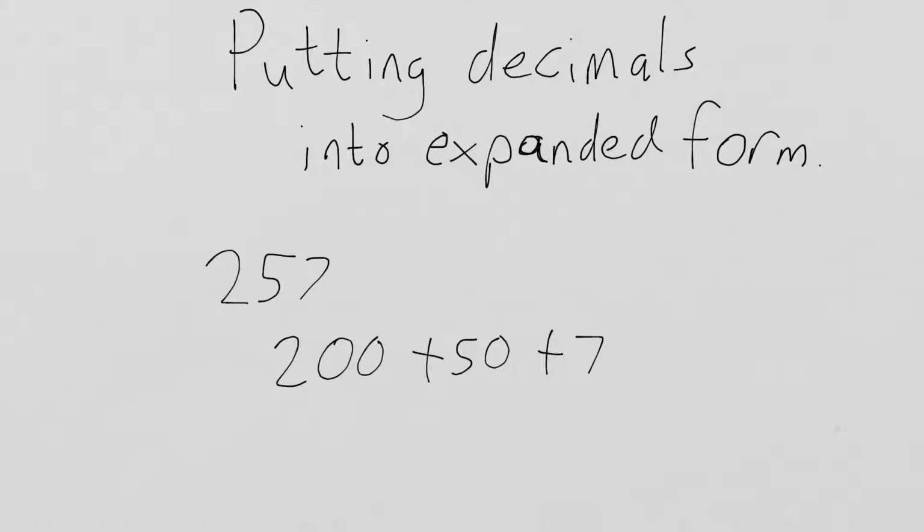We use each digit's value based on its place value, so the 7 is worth 7. The 5 is in the tens, so it's worth 50. And the 2 is in the hundreds, so it's worth 200. Well, this will be somewhat similar to our decimal expansion, but we're going to be using our decimal place values, and it's going to look a little different. So let's try our first one.